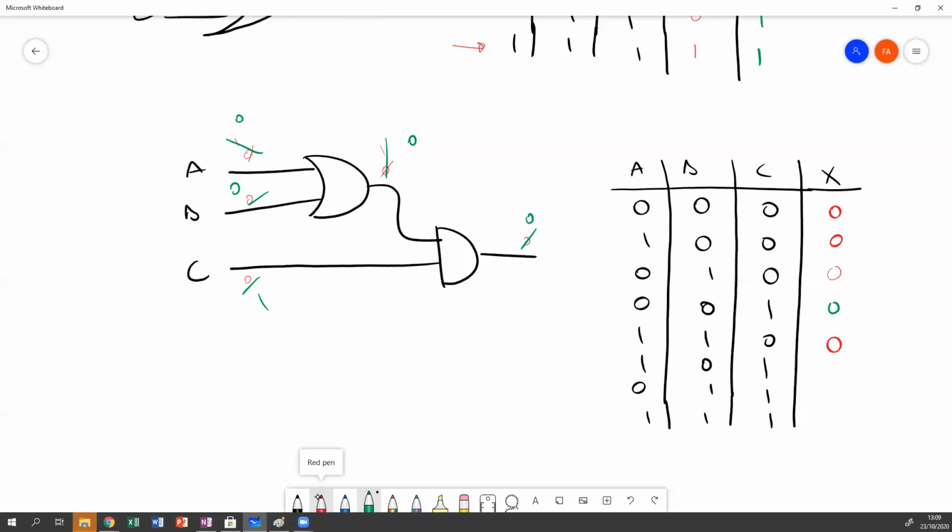Let me erase these ones and go for another row. So let's go for this row. A is 1, B is 0, C is 1. That's an OR gate. When one of them is 1, we get 1. There you go. So I have 1, 1 here, and 1, 1 here. AND gate, when both of them are 1, I get 1. There you go. This is 1.